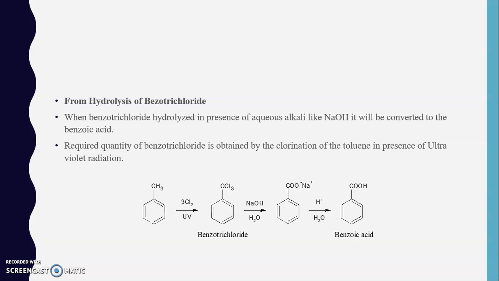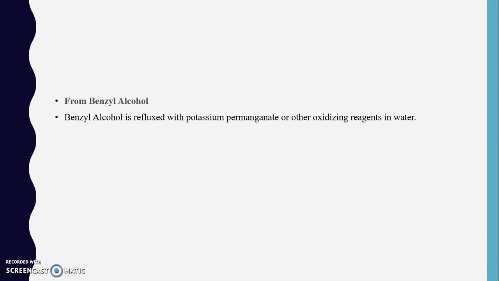This is about the fifth method that is used for the preparation of the benzoic acid, that is the benzotrichloride. Further, the sixth method that is used for the preparation of the benzoic acid is again from the benzyl alcohol. This is the aromatic alcohol which on refluxing with the potassium permanganate, that is the oxidation, will be converted into the benzoic acid.